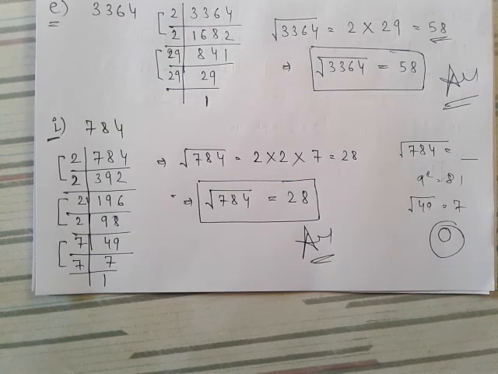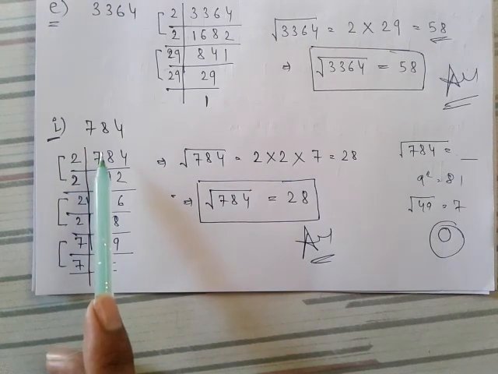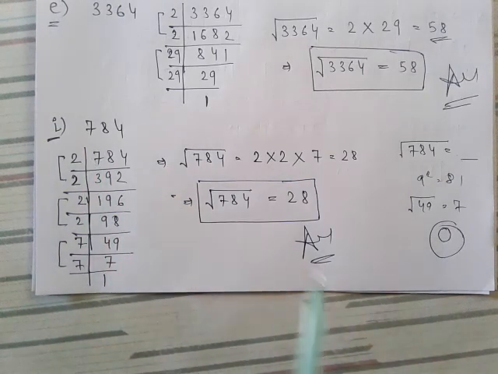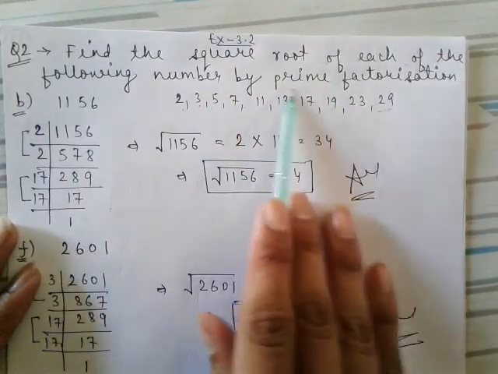So that is why I told you that even if you know which square number is 784, you still have to find its square root by using the prime factorization method. That is why it was asked in the question in the first place.